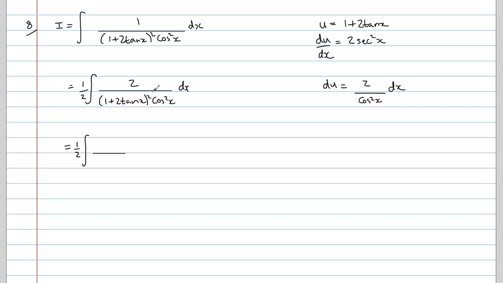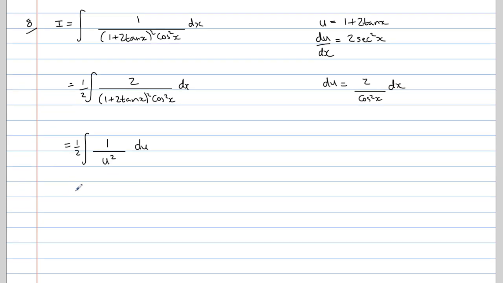1 plus 2 tan x can be replaced by u, so the bottom becomes u squared. 2 over cos squared x dx can be replaced here by just du, leaving me to integrate 1 over u squared. Integrating this, we'll leave the half out the front.